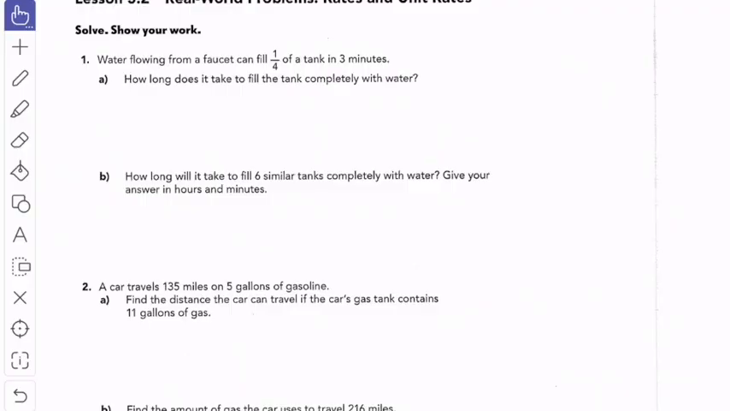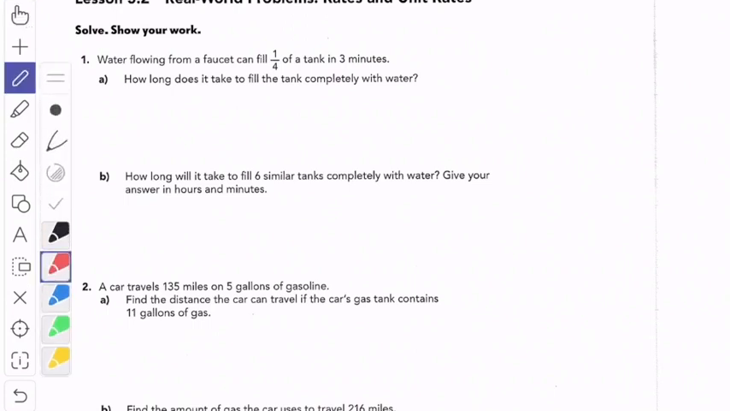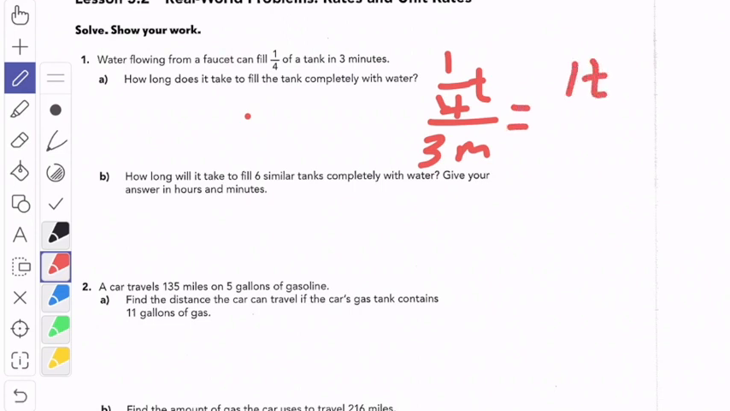Okay, boys and girls. For the first one, it says water flowing from a faucet can fill a quarter of a tank in 3 minutes. So how long does it take to fill the entire tank? So what we want to do is set up a unit rate. So our unit rate would be this: 1/4 tank over 3 minutes, because time goes on the bottom, equals 1 full tank over I don't know how many minutes.